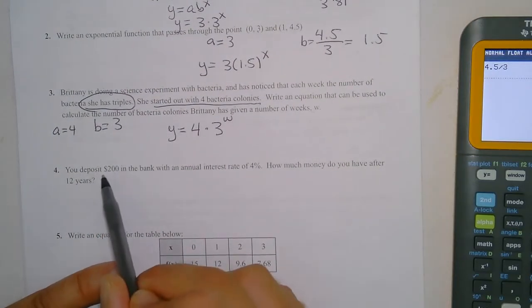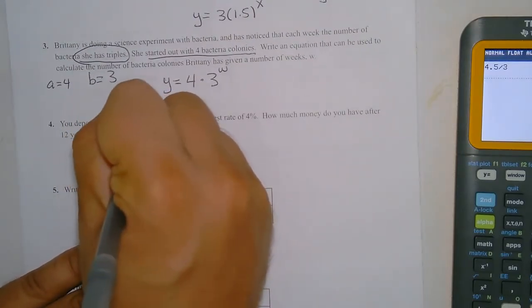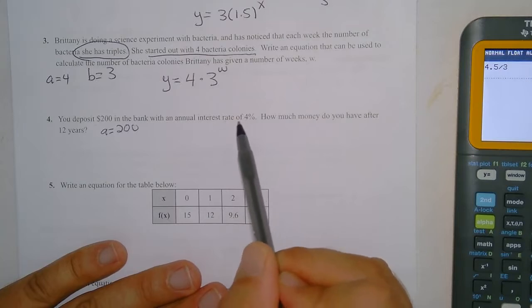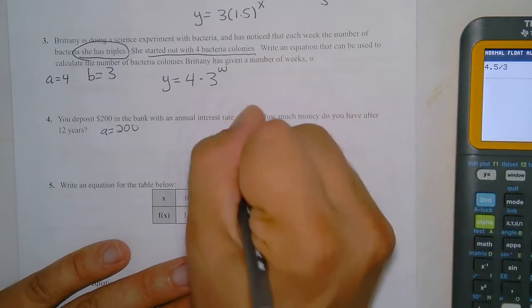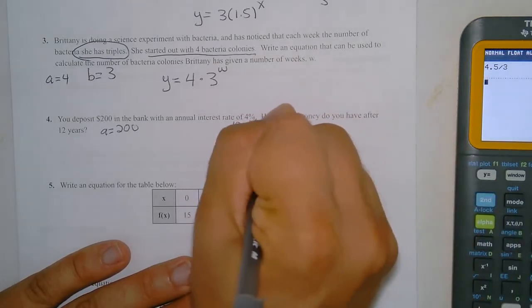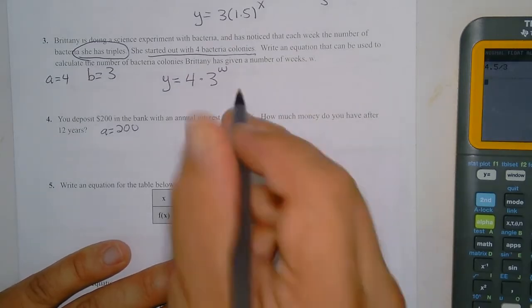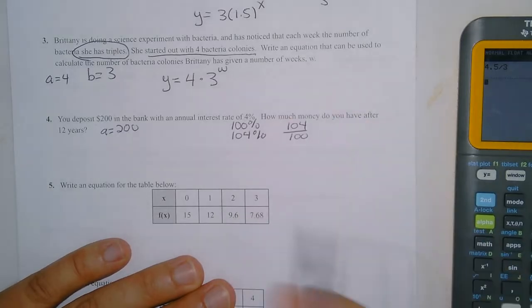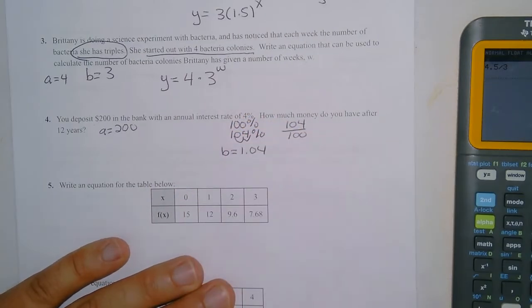So now here, you deposit $200 in the bank. So our initial value is $200. Now the interest rate is 4%. So to turn that into a growth factor, we take 100% and add 4%, which is 104%. But this is a percent, and that means we need to divide that by 100. You can either do 104 divided by 100, or that just means you slide the decimal point 2 spots to the left. So my growth factor would be 1.04.